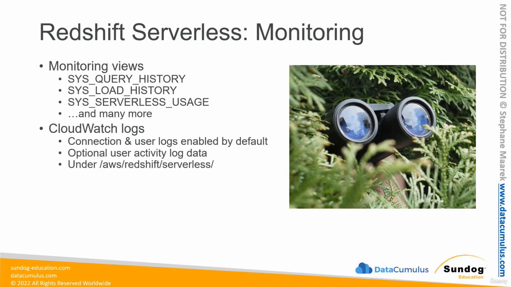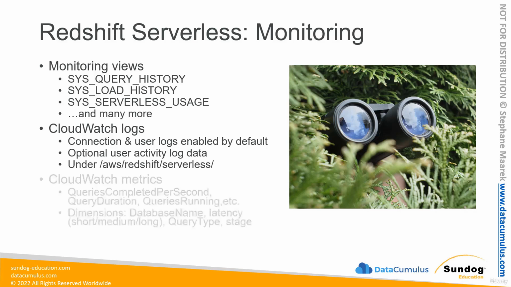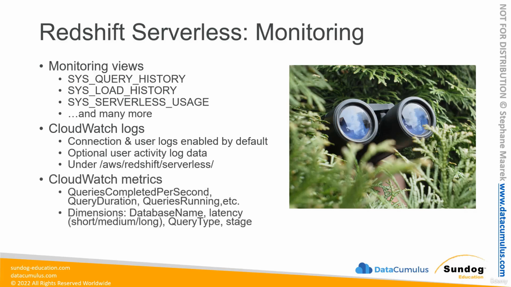Also, it publishes data to CloudWatch. Connection and user logs are enabled by default. There's also optional user activity log data if you want to publish that as well. That will be published under the AWS Redshift Serverless CloudWatch topic. Metrics that are published in CloudWatch include queries completed per second, query duration, queries running, stuff like that. And you can break that down by various dimensions, such as the database name, the latency, which is split up into short, medium, or long, the query type, and the stage of the query. The stage that the query is in as it completes. So that's all available to you as well.